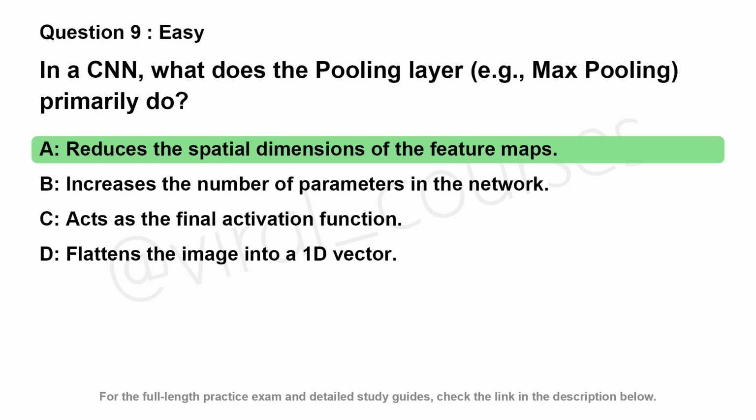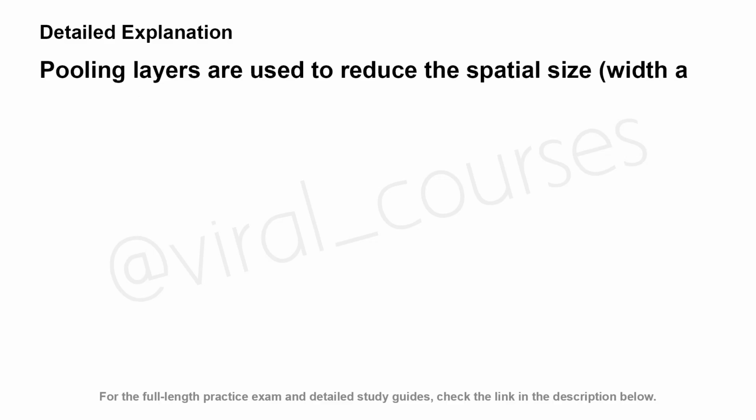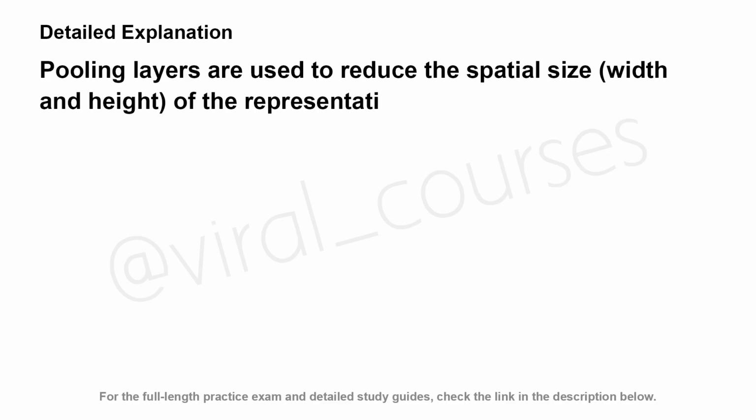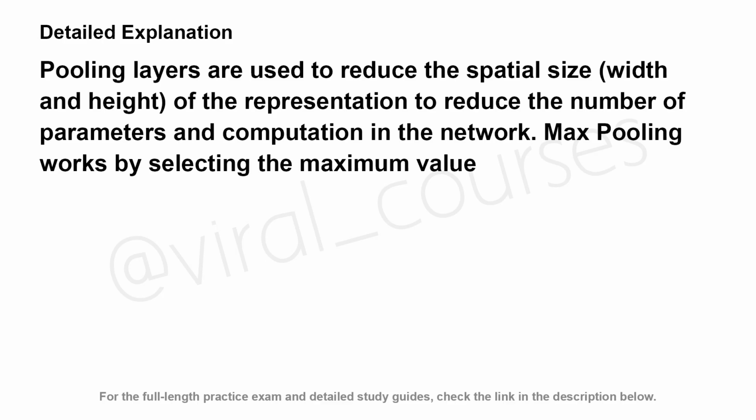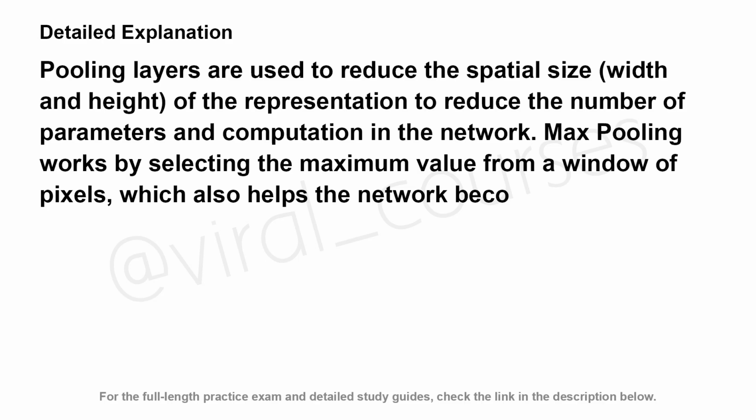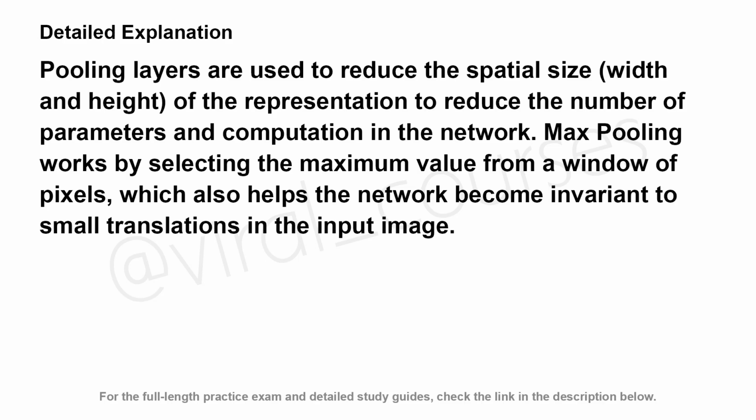The correct answer is A. Pooling layers are used to reduce the spatial size, width and height, of the representation to reduce the number of parameters and computation in the network. Max pooling works by selecting the maximum value from a window of pixels, which also helps the network become invariant to small translations in the input image.